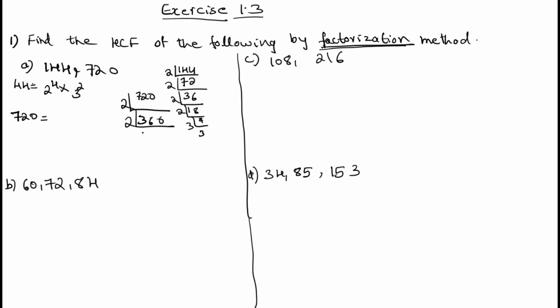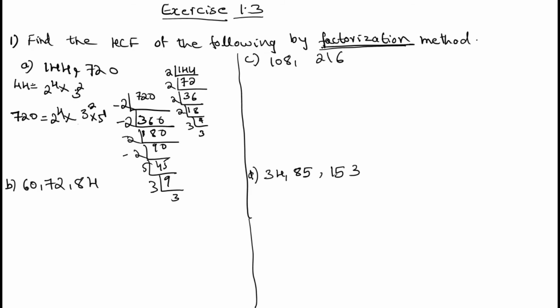Then see, 2 1s are 2, 2 8s are 16, 2 180s are, then 90, then 45, then 5 9s are 45, then 3 3s are 9. Okay, 720 is equal to 2 to the power 4 into 3 square into 5 to the power 1.